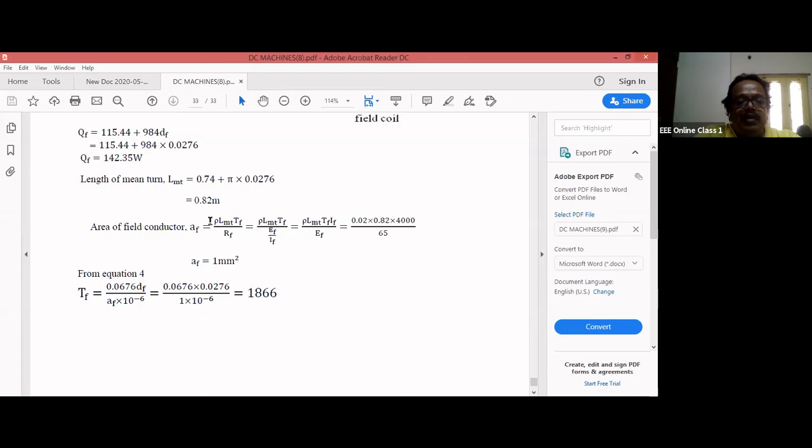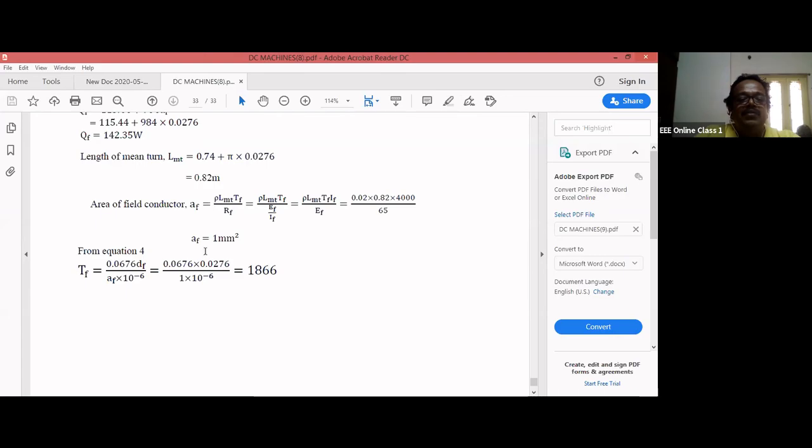Once you find LMT, you can always calculate the area of the field conductor, or the dimension of the conductor. Area of the field conductor AF is equal to rho L into TF divided by RF. RF can be written as EF by IF. IF goes to the numerator. IF into TF is nothing but your ampere turns, 4000. EF is 65. Then if you calculate, you get AF equal to 1 mm squared. So once you calculate AF, then you can calculate TF.